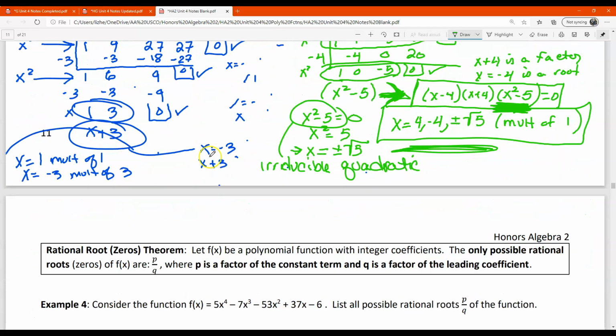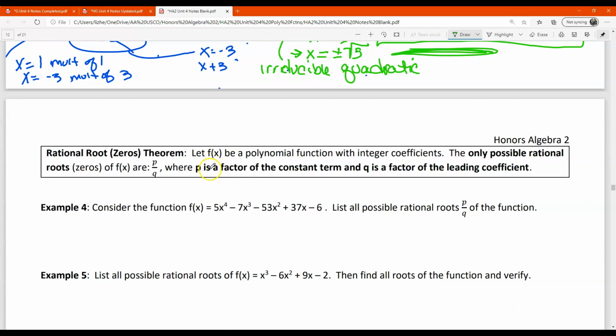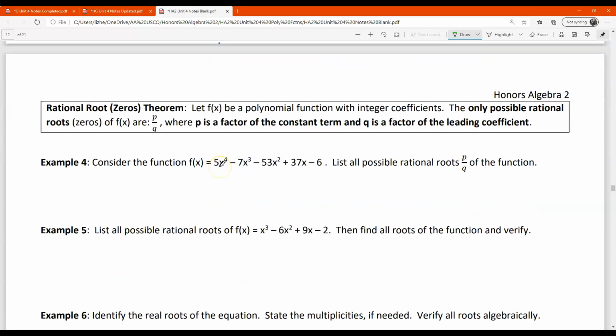Okay, moving on. Rational roots zeros theorem. Let f of x be a polynomial function with integer coefficients. The only possible rational roots of f of x are p over q, where p is a factor of the constant term and q is a factor of the leading coefficients. So this is called the rational root theorem. And the only possible rational roots.